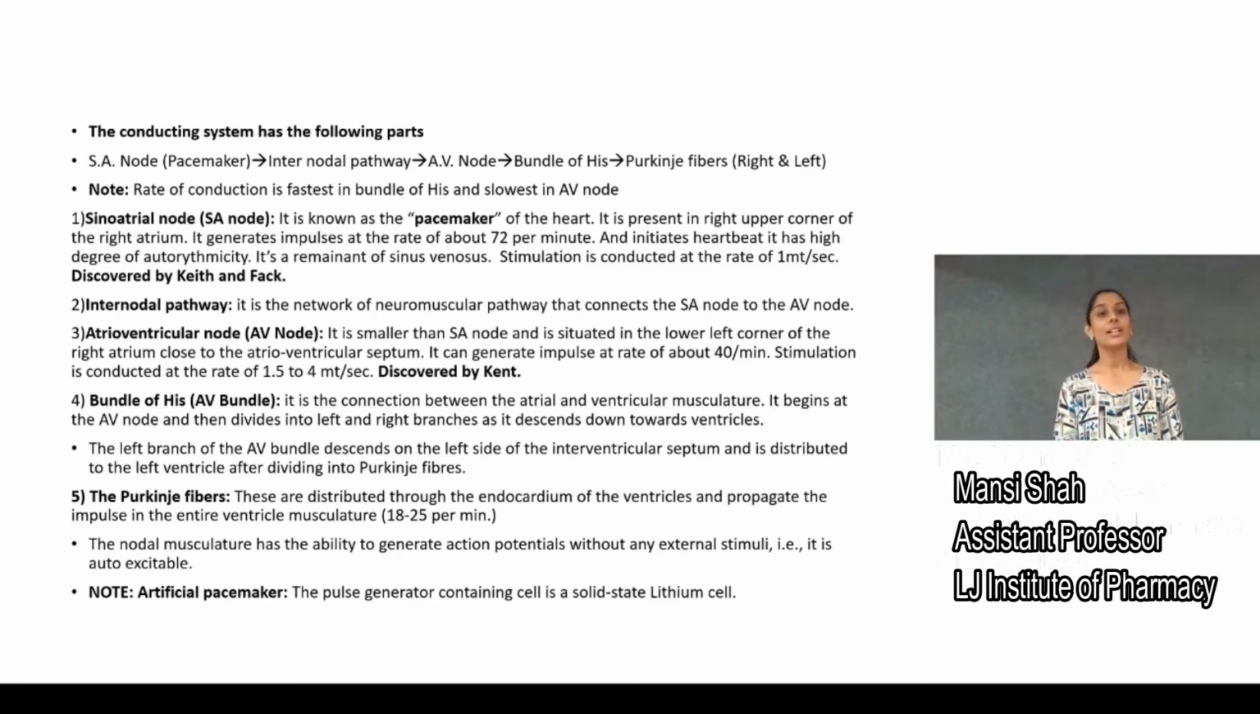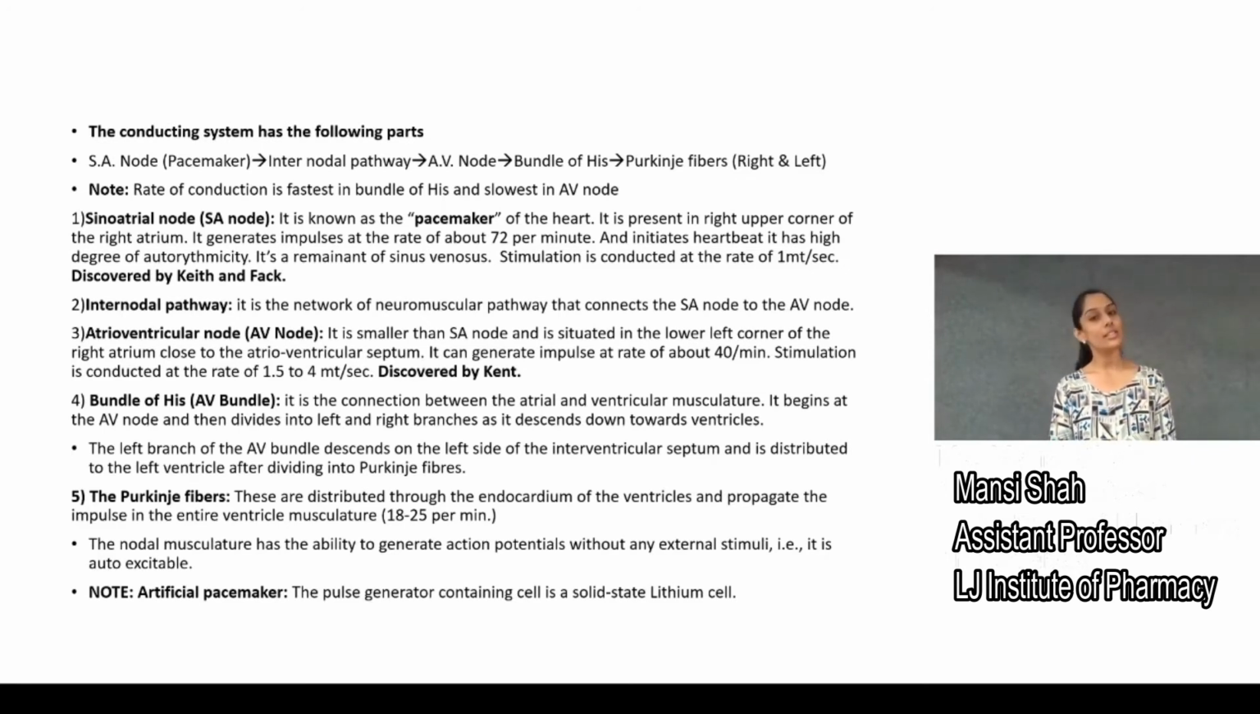First, the SA node. It is called the pacemaker of the heart. It is present in the right upper corner of the right atrium. It generates impulses at the rate of about 72 per minute and initiates the heartbeat. It has a high degree of automaticity. It is a remnant of the sinus venosus. Stimulation is conducted at the rate of 1 meter per second. It was discovered by Keith and Flack.